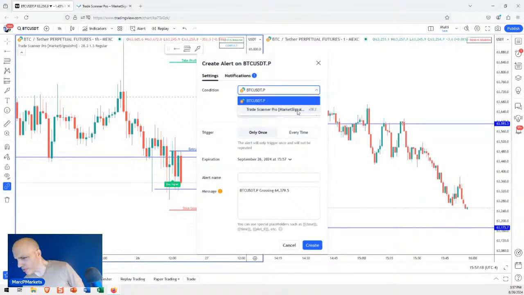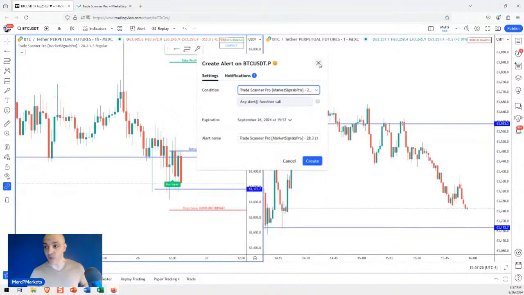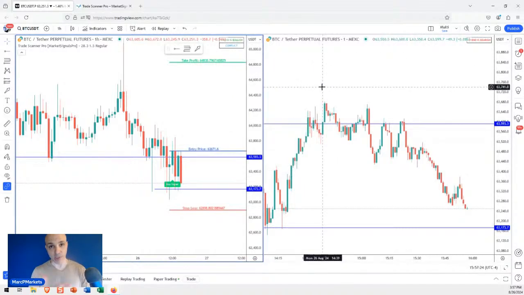Trade Scanner Pro. You would just pick that, and then it will let you know when a signal appears. It will also let you know when a trade is exited. It will let you know when a heads up appears as well. I'll talk about the heads up in a minute.